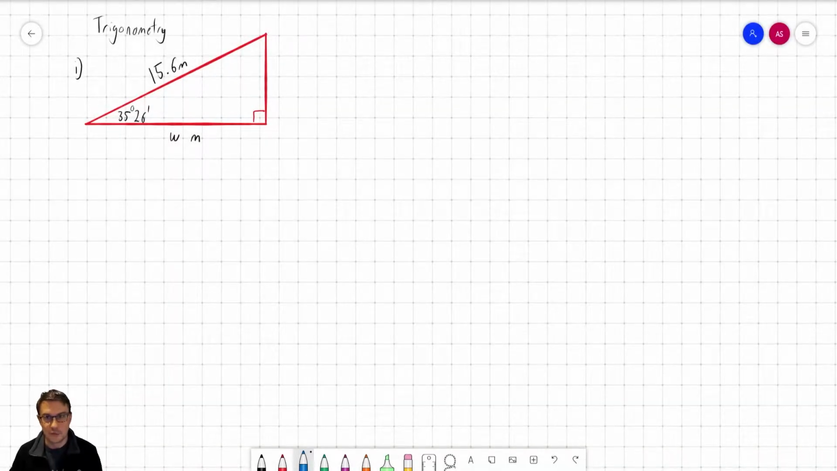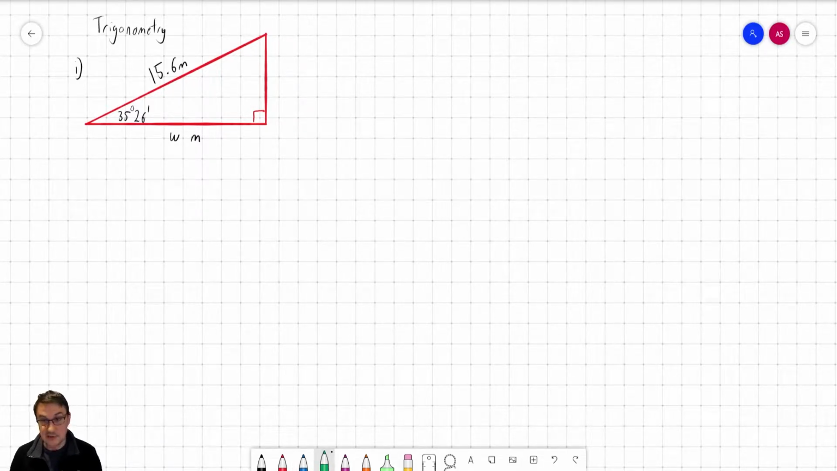Amazing people, we're going to deal with some examples of where we apply trigonometry to find sides. Now, in this first example, we've got a triangle which has a hypotenuse side of 15.6 meters. We've got an angle of 35 degrees and 26 minutes. And then we've got another side which we need to find, which is W meters.